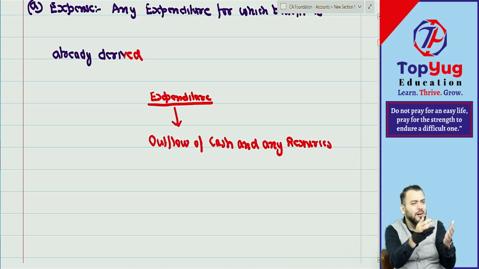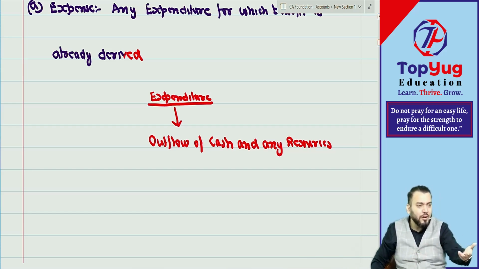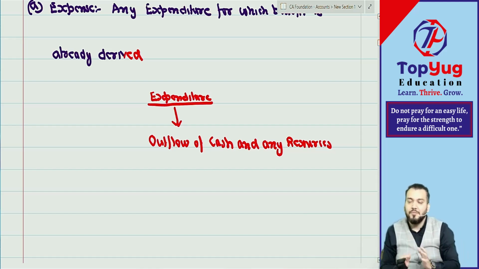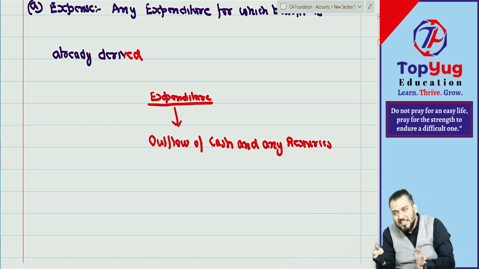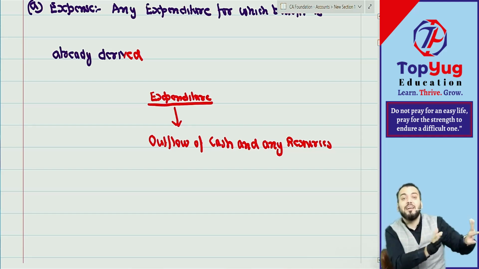Whatever you are purchasing, take a pen. Why are you purchasing it? To write, and by writing you are getting some benefit. So the ultimate objective is to derive some benefit. Now it might happen that you have purchased something and the benefit is already derived.